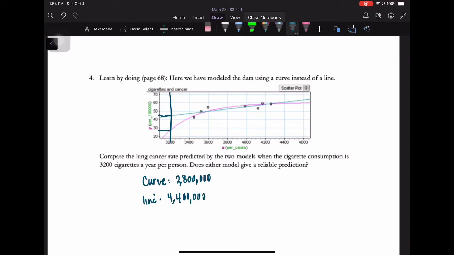But does either model give a good, reliable prediction? We don't know. We don't know what's happening below this value right here. This is considered extrapolation. So we can't really make a determination. This is outside our x values.